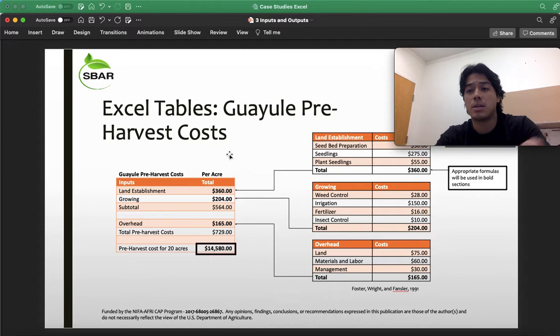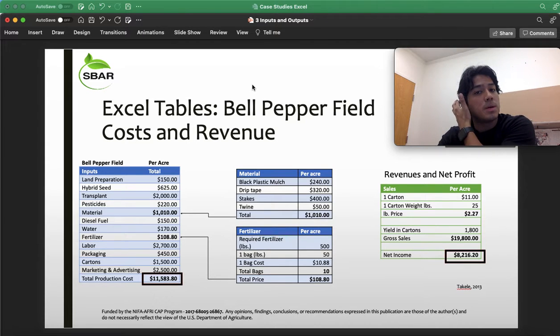This is going to be kind of an idea of what we're going to be doing right now with Excel. These are some of the Excel tables. The first one is about wayuli pre-harvest costs, so we need to find the total cost of a 20-acre farmland. And then the next one is going to be about bell pepper field cost and the revenue.